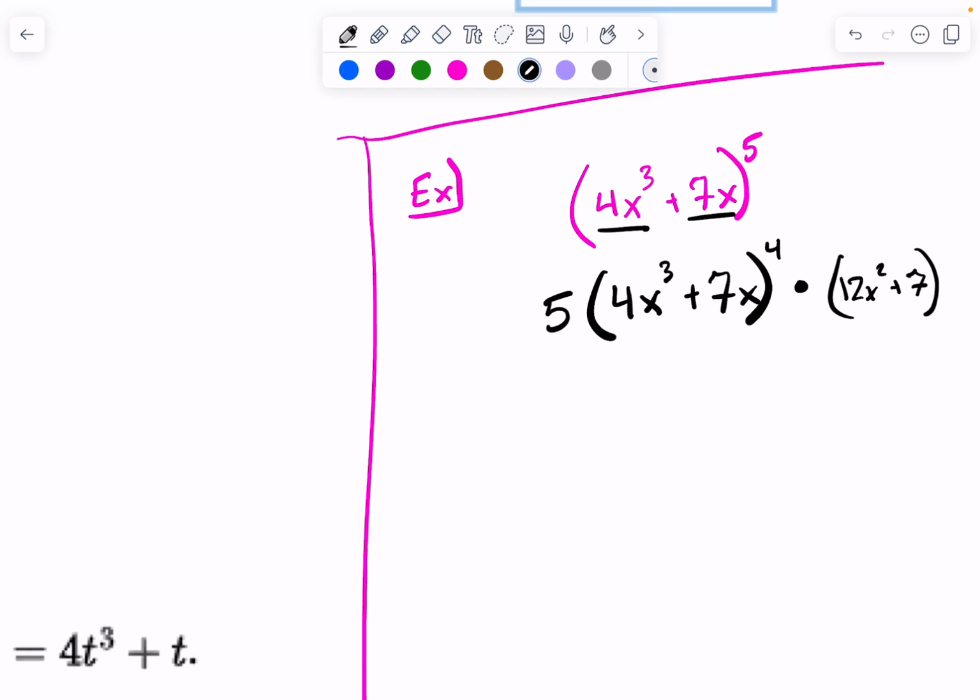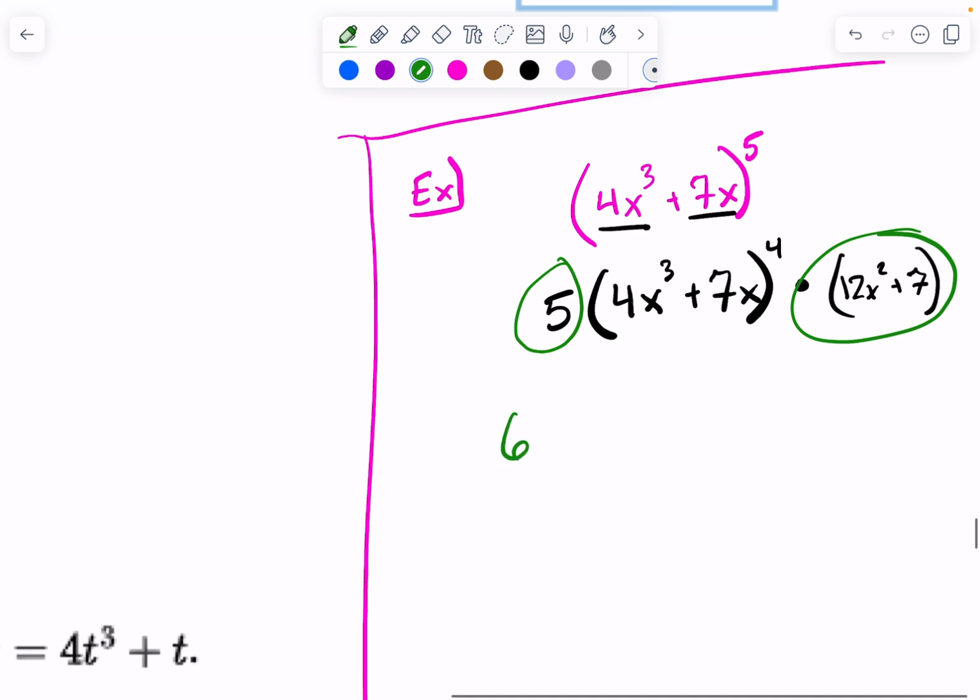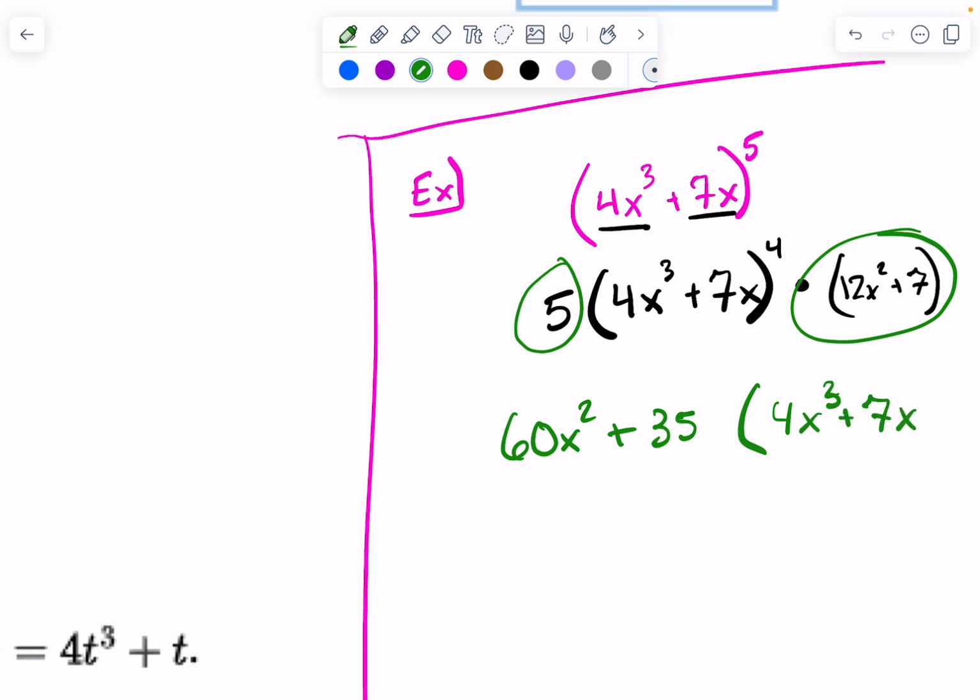Now the only thing again that I simplify is I take this 5 times this stuff. 5 times 12 is 60x squared plus 35. And then I've got this stuff behind it, 4x cubed plus 7x. If you leave your answer like that, I'm going to count it wrong because now it looks like the only thing I'm multiplying by is 35. Because there are multiple pieces here, I need to put parentheses around that as well.